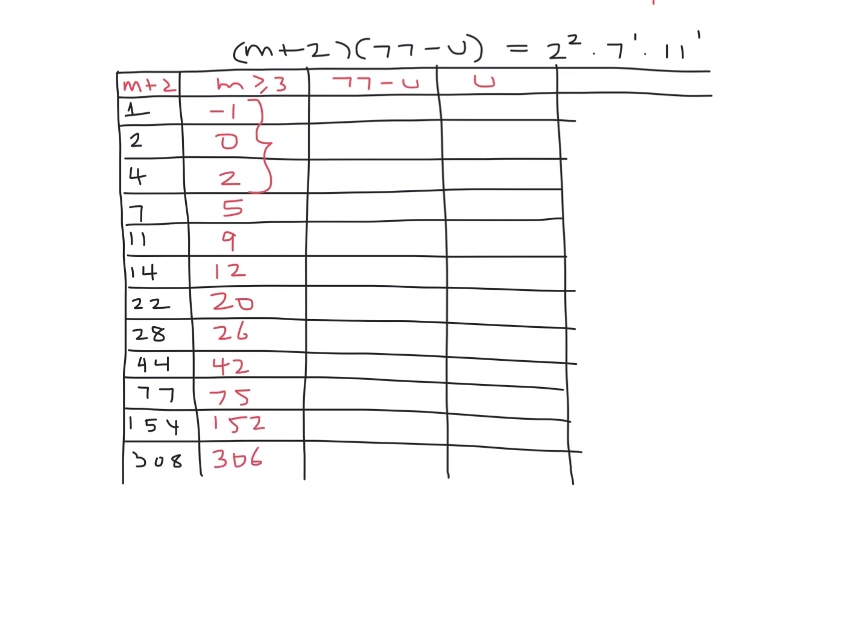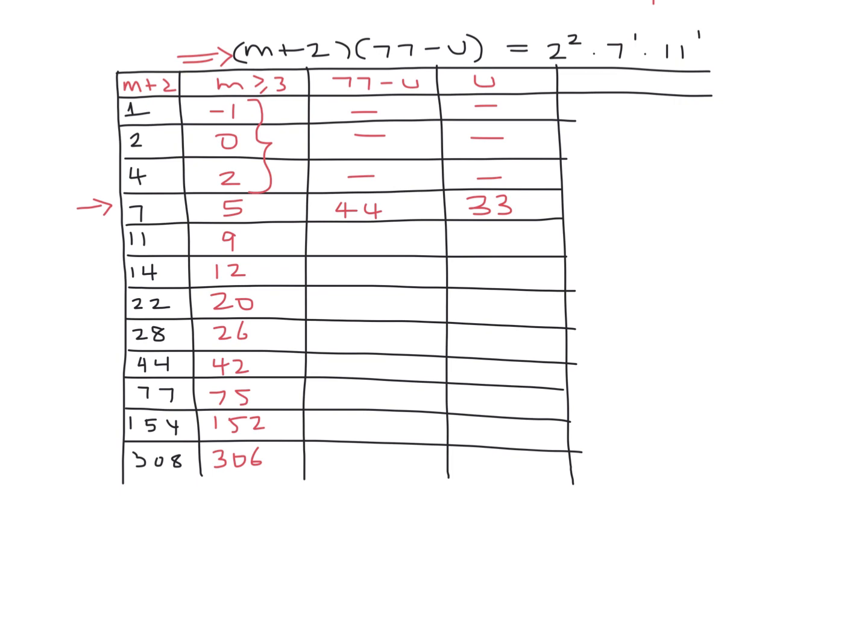Correct? So then we just have to figure out what is 77 minus u. Now, for the first one, remember we're just looking at this equation. If m plus 2 is 7, then that means the 77 minus u guy would be 4 times 11, which is 44. So that means that 77 minus u is 44. So that means that u would be 33. So you see how you calculate 33?